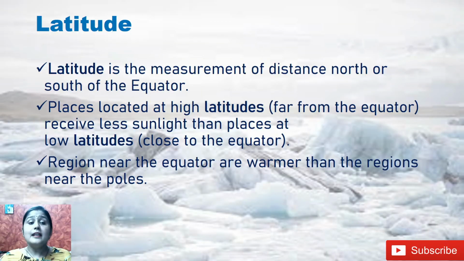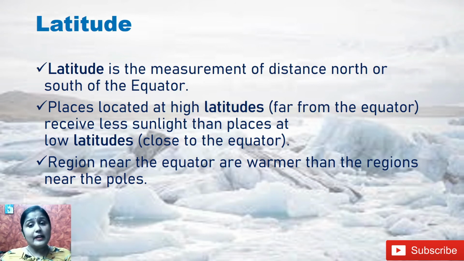First is latitude. What is latitude? Latitude is the measurement of distance north or south of the equator. As we all know, the sun's radiation falls directly on the equator, and the sun's radiation falls in a slanting way on the poles. So, the regions near the equator are hot as compared to the regions on the poles.